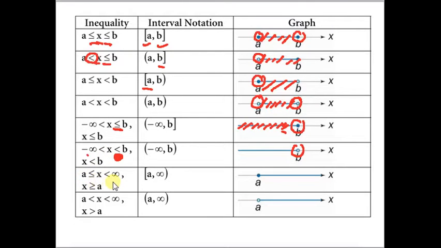Similarly, a less than or equal to x less than infinity. It means here the equal to symbol is there, so a is included. So that is the reason we indicate it with a dark bubble. So it will take all the values greater than or equal to a, which can also be written as x greater than or equal to a. Now see here, a less than x less than infinity. It means it will take all the values greater than a, but it can't take the value of a because the equal to symbol is not there.